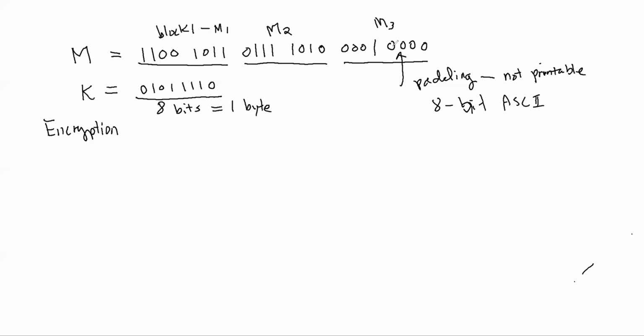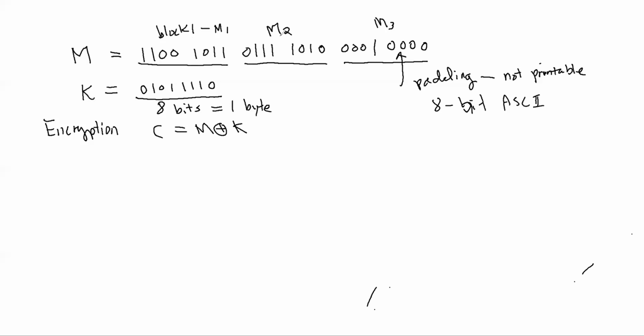So then you will know that this is the padding bits. So encryption would be exclusive OR, directly exclusive OR. Which means that I'm going to apply this K on each data block.